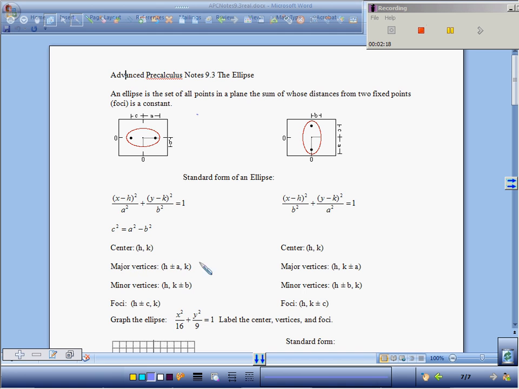Center at h, k. And again, with all these, I don't like to have a whole bunch of equations or more things that I have to memorize.